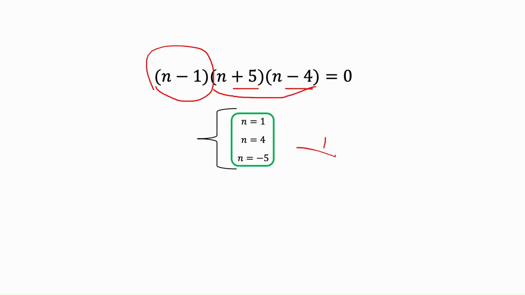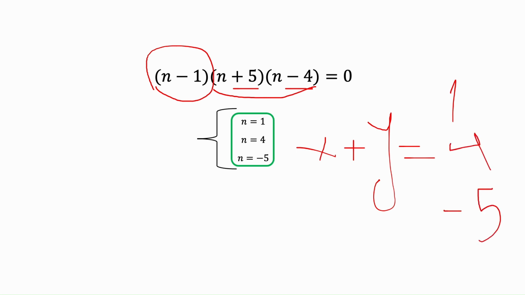So x plus y, we defined equal to n. And now we found n. And x plus y can be 1, 4, or negative 5. So we found our answer.